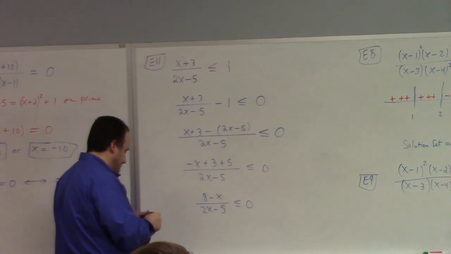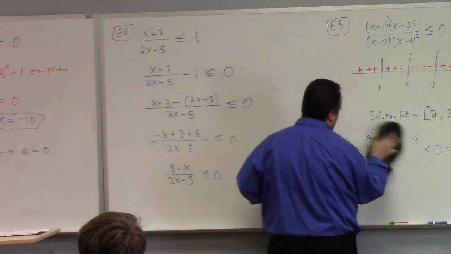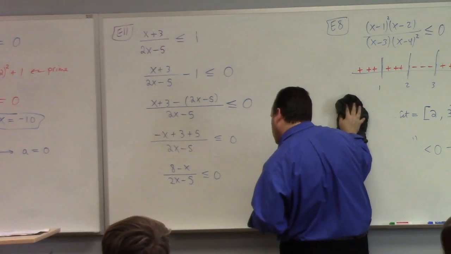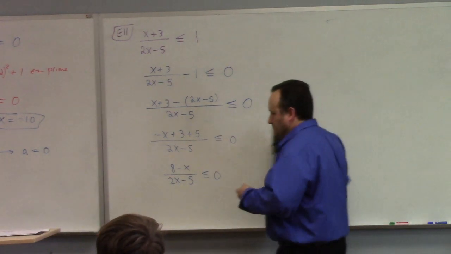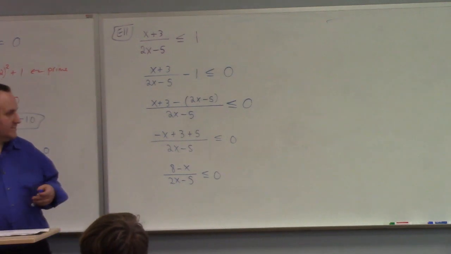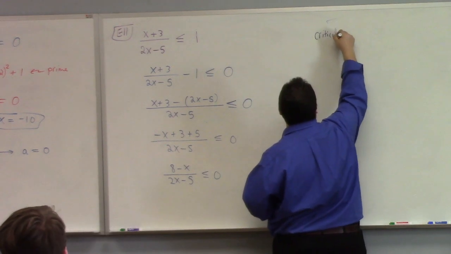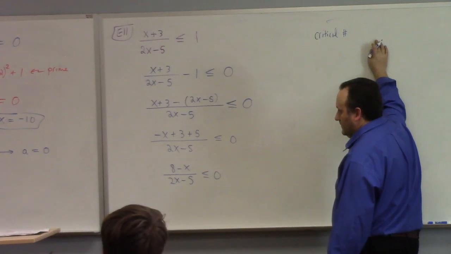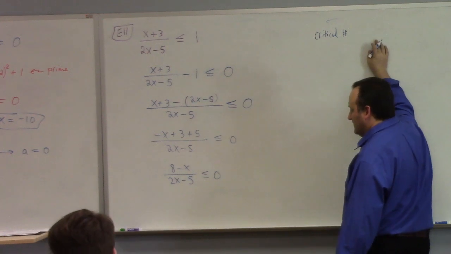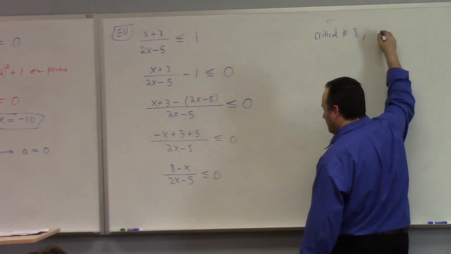What are my critical numbers? 8 and what? 2.5. Yeah, 2.5. Very good. 8 and 2.5. I think we got a winner. So that like x plus 3 minus 2x minus 5. Is it because the 2x is minus 5 that it becomes plus 5, because it's minus negative 5? Yeah, it's minus negative 5. So minus minus gives us a plus there. Yeah, you're good. So our critical numbers are 8 and 2.5, I think you guys told me.